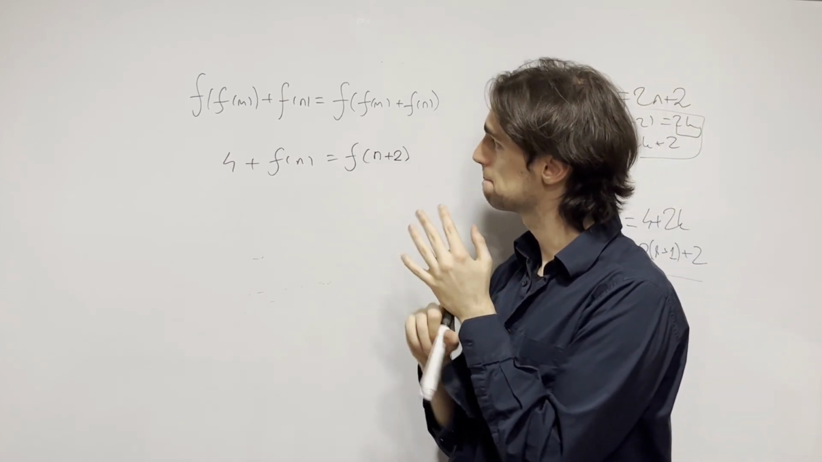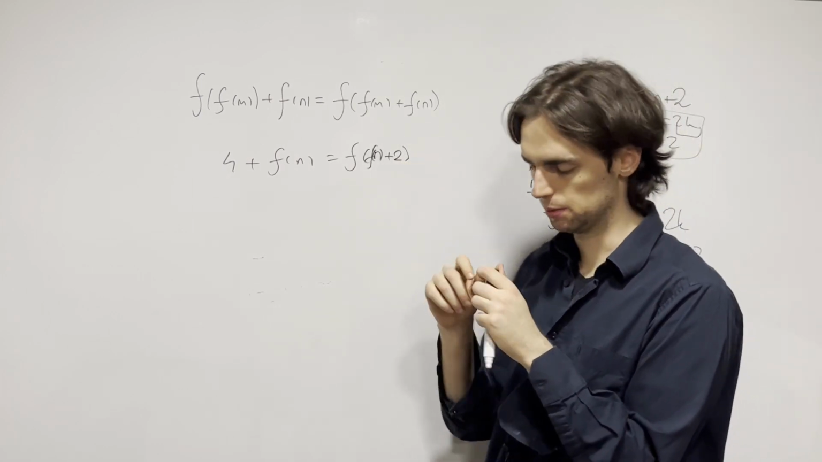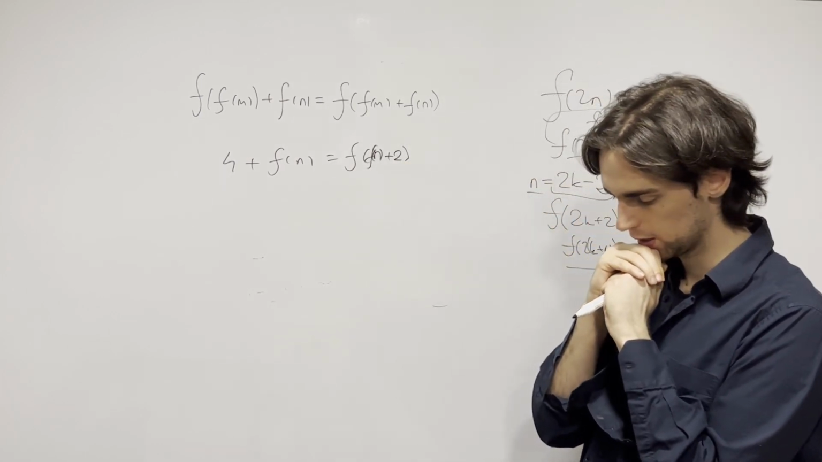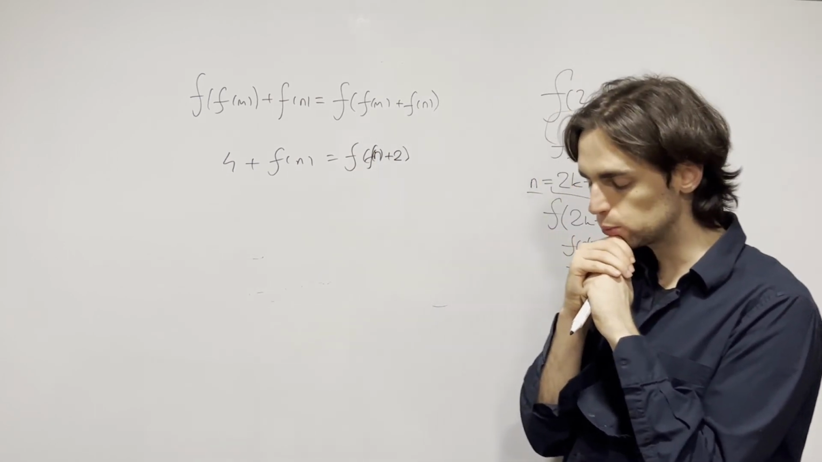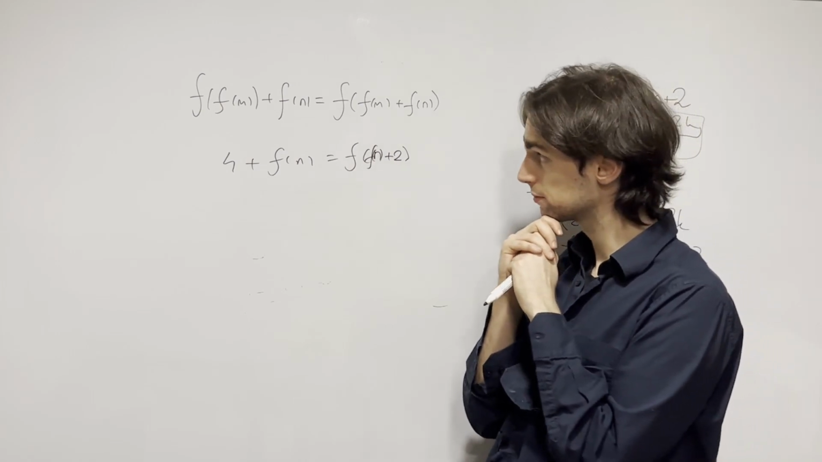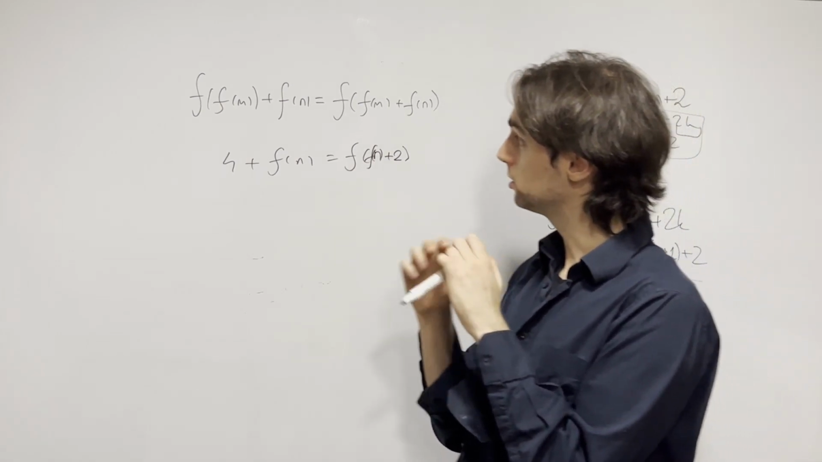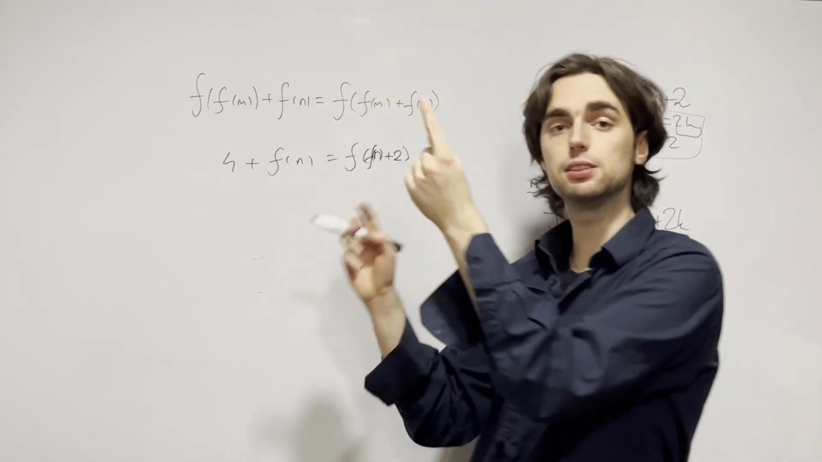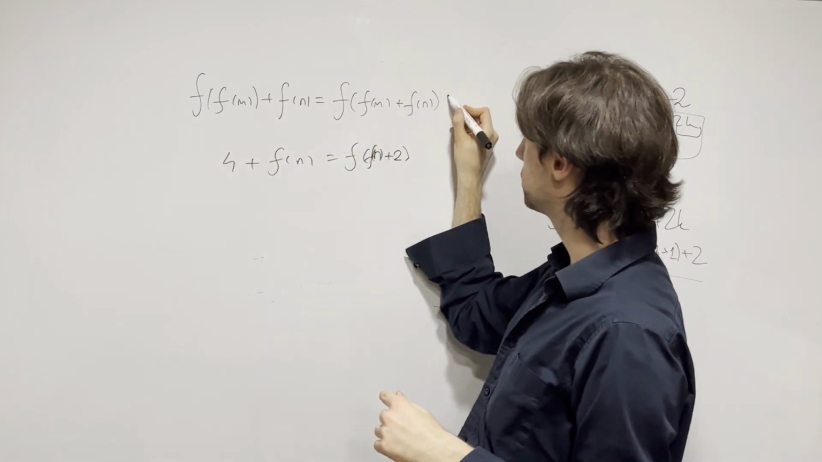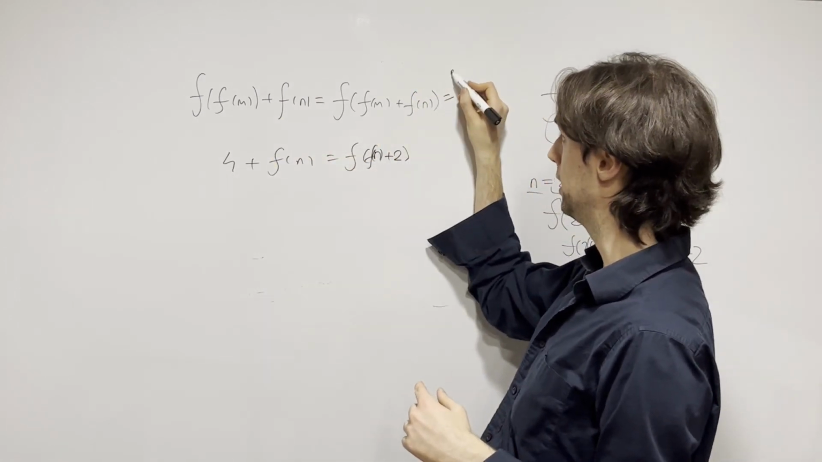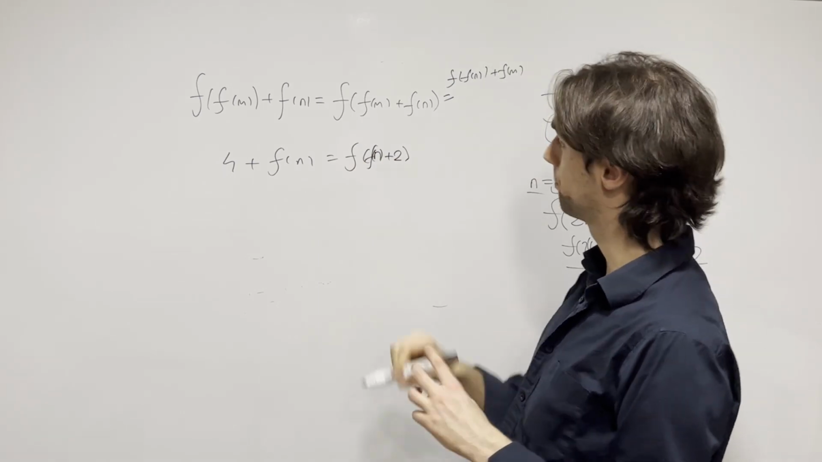Now, actually f of n plus 2. Now the question is, how can we get to the odds? How can we get to the odds? And also, let's first use this fact that this is symmetric and this isn't. What do we get? We get that this is also equal to, if we switch m and n, f of n plus f of n.